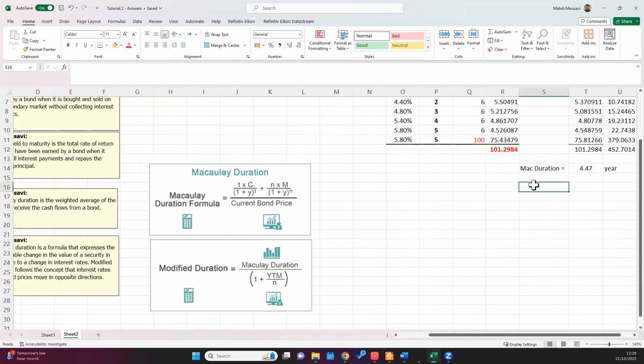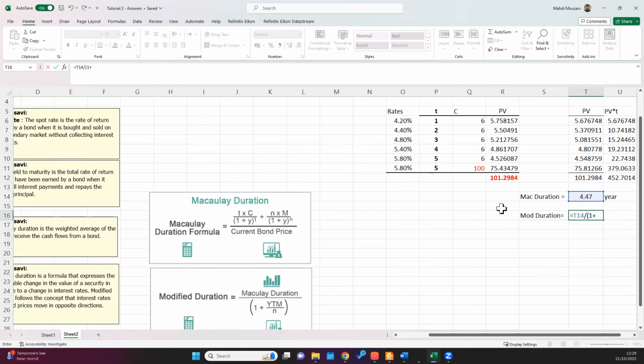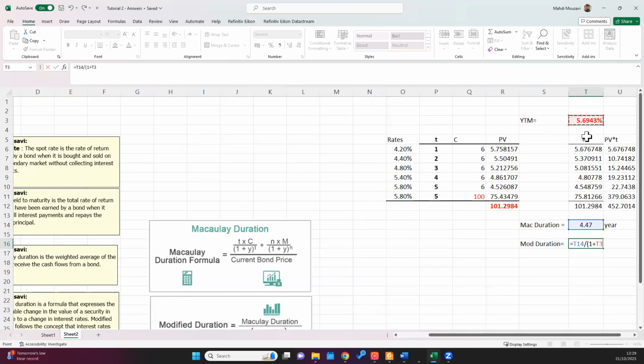So in our case, modified duration, I'm going to show it by MOD, is equal to 4.74 over 1 plus yield to maturity, which is 5.69. The coupon will be paid once per year, so over 1. And we have got 4.22.